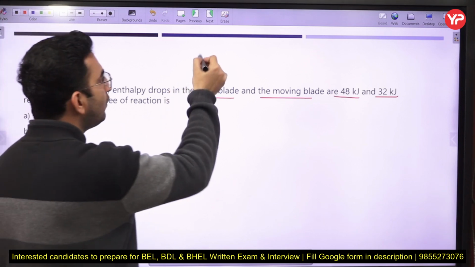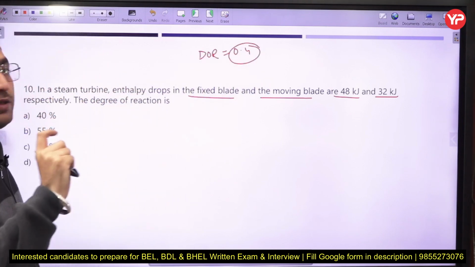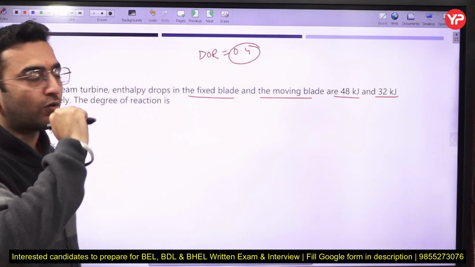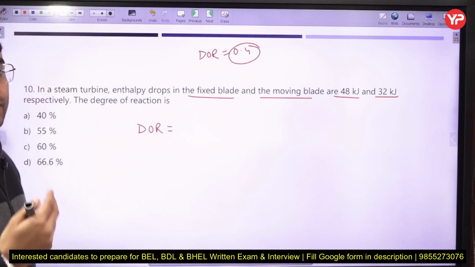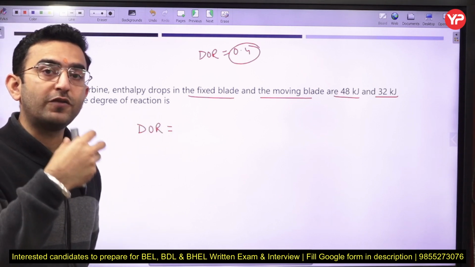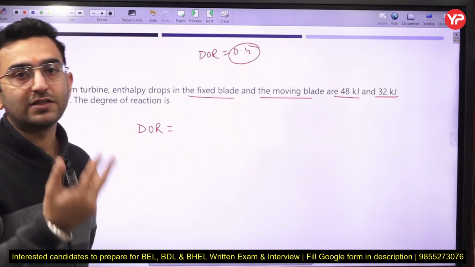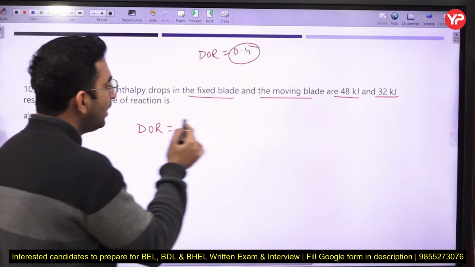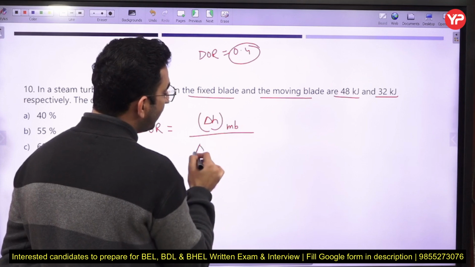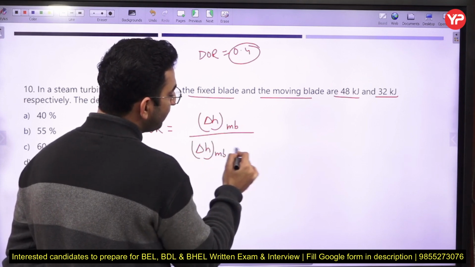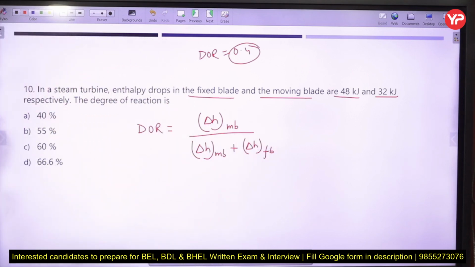So for example, if the value of the degree of reaction is coming out to be 0.4, we can say the total contribution of the pressure energy is around 40% in the total work output. That you have to remember. And in the case of the steam turbine, we can define the degree of reaction as the enthalpy drop which is taking place in the moving blade as compared to the total enthalpy drop which is taking place in the moving blade as well as the fixed blade. So the degree of reaction in the case of steam turbine can be calculated as enthalpy drop in the moving blade divided by enthalpy drop in the moving blade plus fixed blade. That is how you can calculate the value of the degree of reaction.